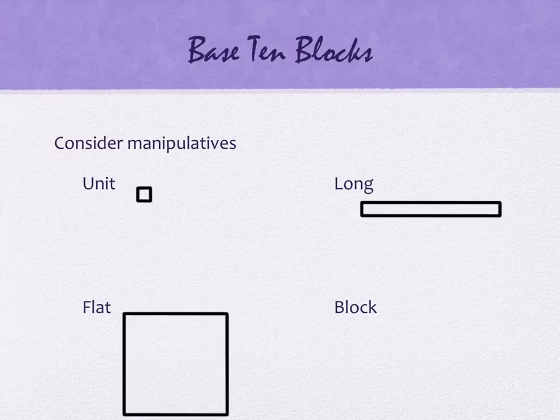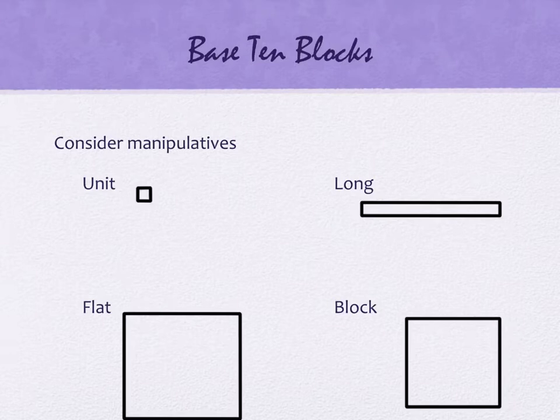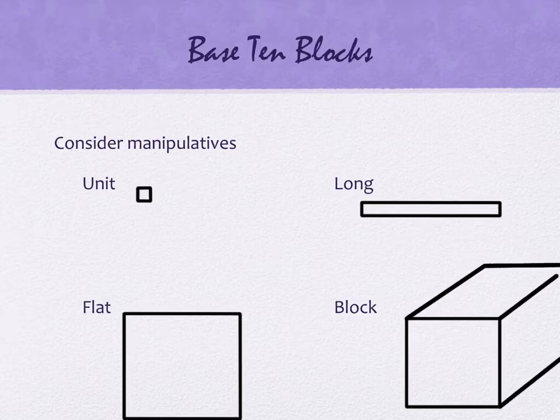A flat is a 10 by 10, so it's like 10 longs put together, and it looks like a big square. And then a block looks like that same big square, but it's three-dimensionalized. So you take your block and then you add the ending pieces together. I'm not going to get it quite right, but that's not too bad. All right, pretend like that looks like a box. I kind of chopped it off on the side, but it's three-dimensional, okay?